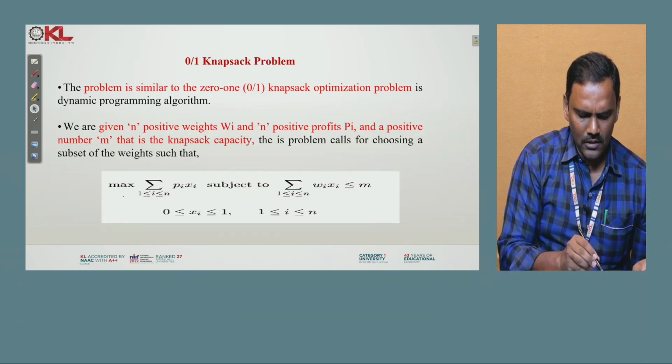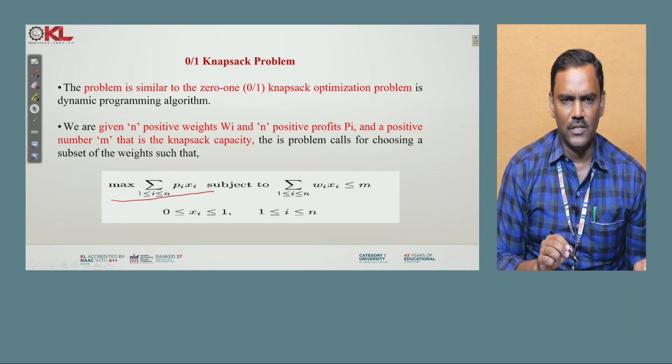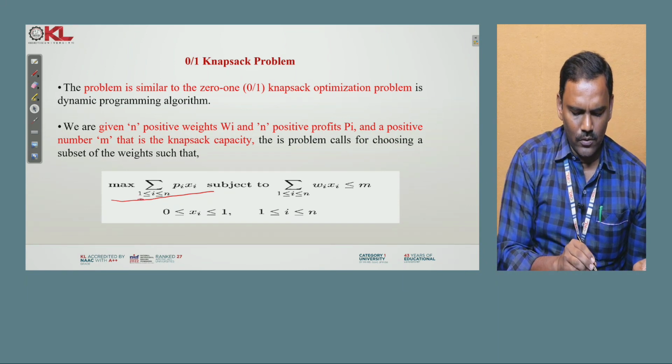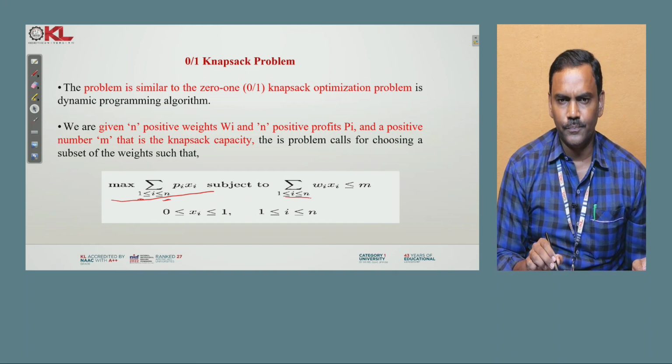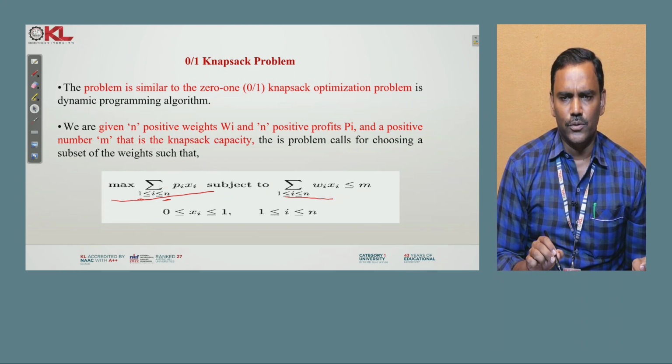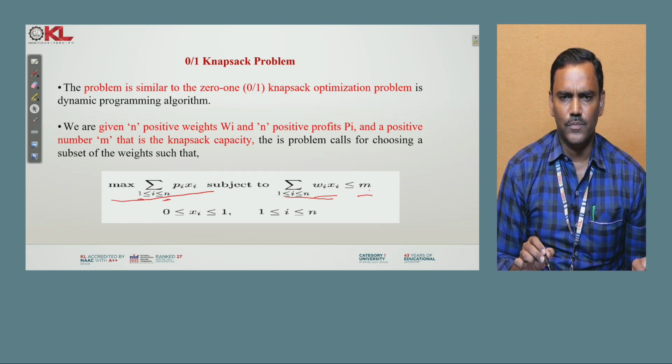Here it is mentioned that we are going to maximize the profit, that is the sum of p of i into x of i, where i lies between 1 to the given n value. Similarly, we are going to calculate the sum of w of i into x of i, the weights of the positive n values, and we have to check that this sum is less than or equal to the knapsack capacity, that is small m.